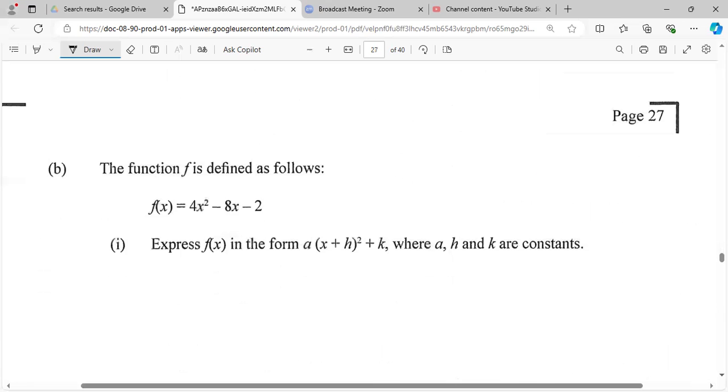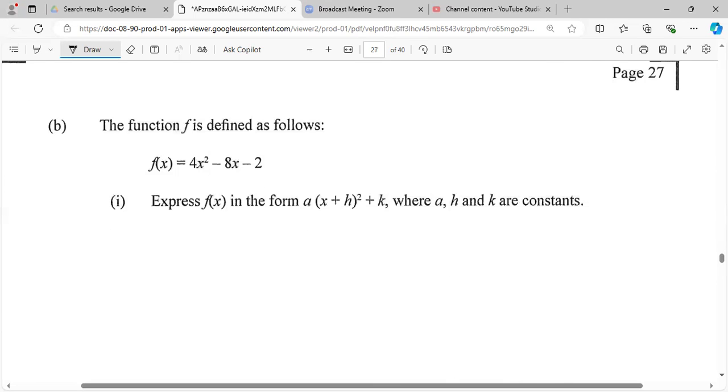Alright, they say the function f is defined as follows: 4x squared minus 8x minus 2. Express f of x in the form a bracket x plus h squared plus k, where a, h, and k are constants. These are done on my channel separately. I call it vertex form. The HOD said I should not call it that, but completing the square, because I didn't learn this in high school. I learned this when I went to college, where they call it the vertex form. But CXC calls it completing the square. So my HOD, big up my HOD.